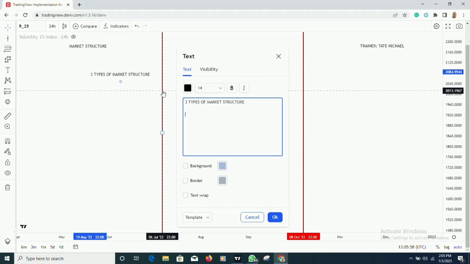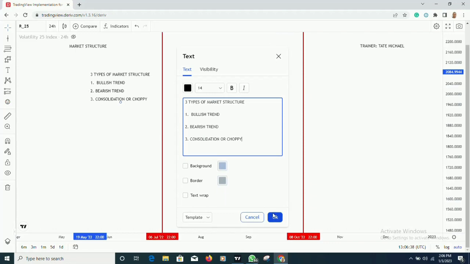And by the way, what we mean by market structure is basically the way the price moves. So that is just basically what market structure is. It's the way the price moves. So price moves in these three ways: either bullish going up, or bearish coming down, or sideways horizontally, which we call consolidation. So those are the three major ways that price moves in the market.